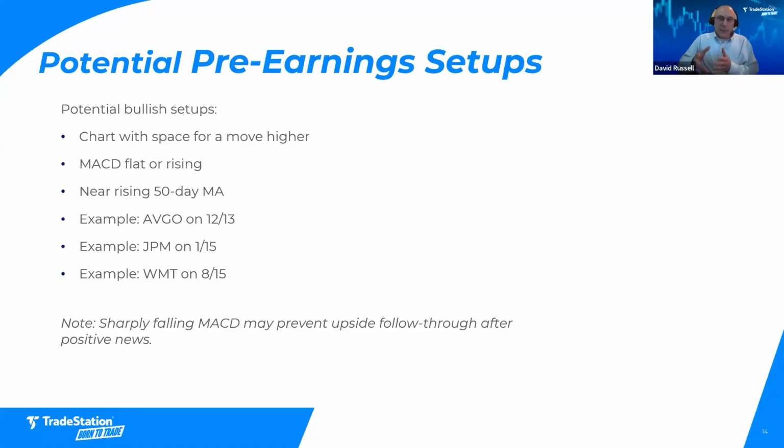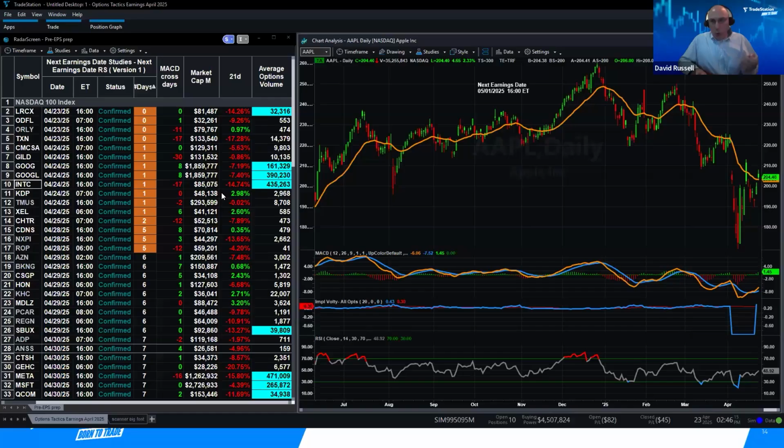There's a lot of things that have been falling a lot, and we might be in a certain spot where things rally and they get sold because there is a lot of negative momentum. So I want to mention that. I want to look at some of these historical examples, because what I've noticed is when it has space for moving higher, the MACD is kind of flat or rising, and you have the rising 50-day moving average. These are certain setups that can really work to the upside.